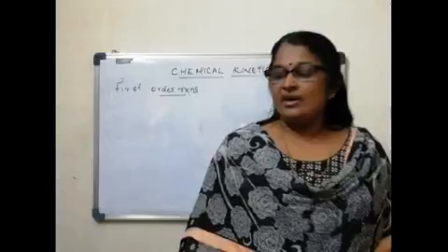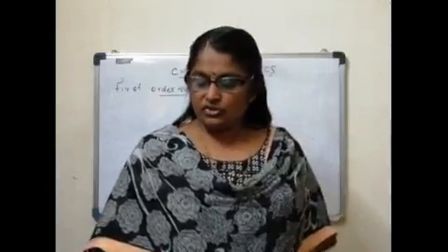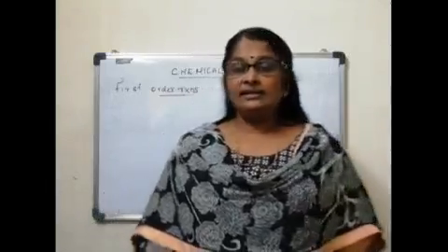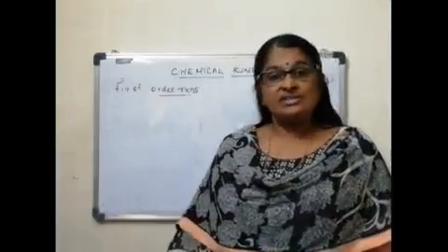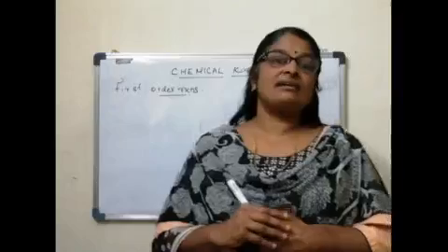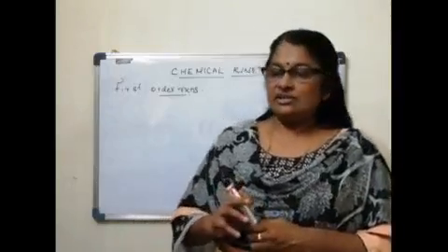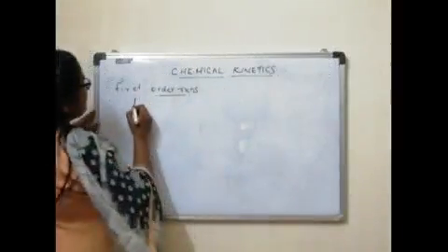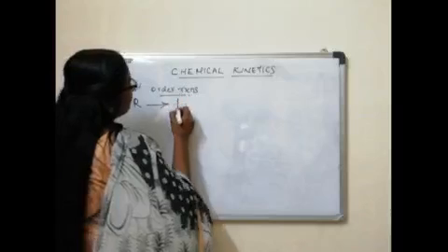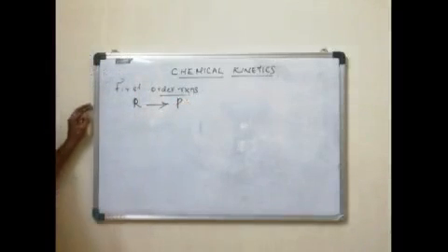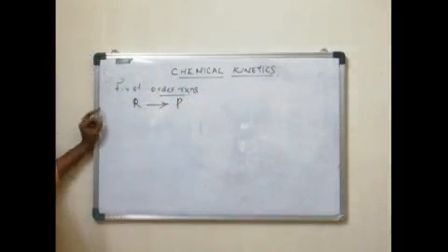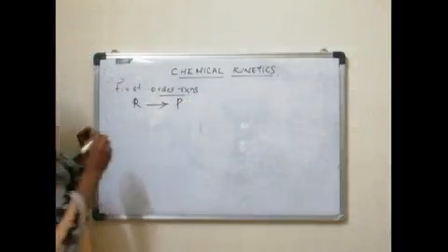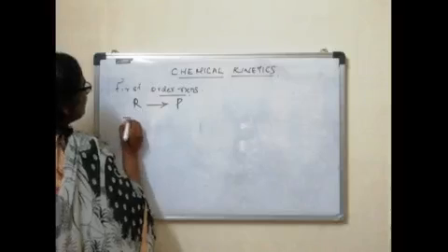Next, similarly, we shall find out the integrated rate law for a first order reaction. We can consider it similar to what we have done so far. We can consider a general reaction R giving P, that is reactants giving products. For this particular reaction, R giving P, what is the differential rate equation?